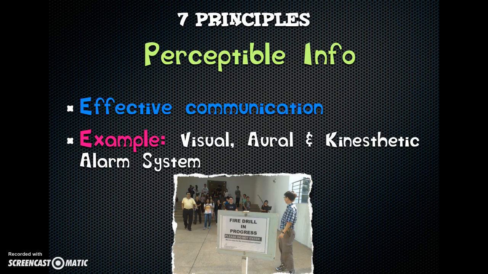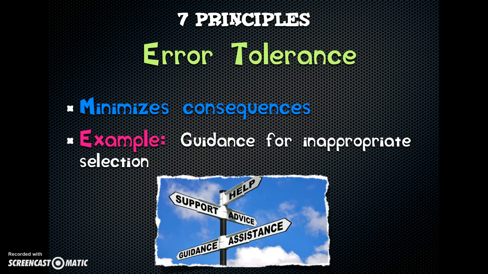The fourth is perceptible information. The design communicates necessary information effectively to the user, regardless of ambient conditions or the user's sensory abilities. For example, an emergency alarm system with visual, oral, and kinesthetic characteristics in dormitories.